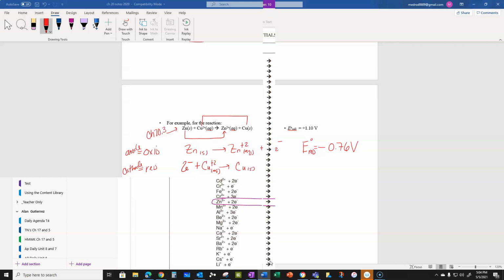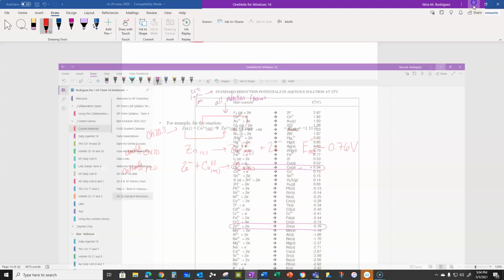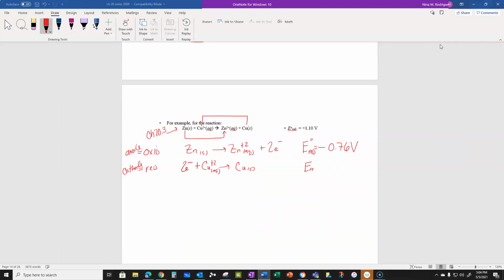I'm going to take the copper, and I need to find this equation where it's the plus 2 going to the copper solid. So I'm going to go to my chart, the copper plus 2, and I'm looking for this one. If you notice the equation right below it, this one goes from an ion to a different ion. I need the plus 2 to go to the solid, and that's a positive 0.34. So this E reduction is 0.34, okay?